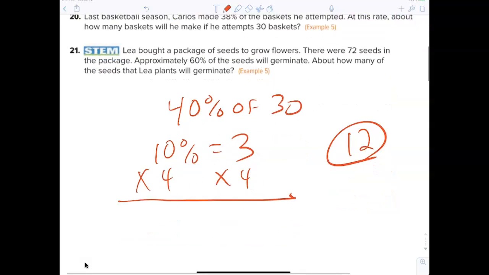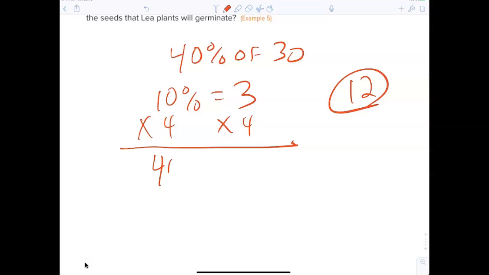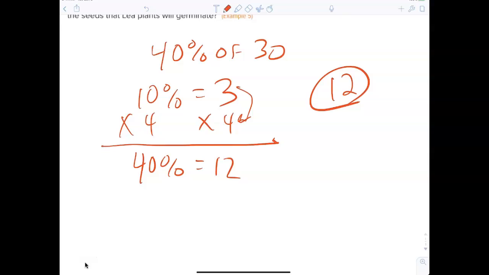You with me? So 40% has to equal 12. Come on now. 10, 20, 30, 40, right? You're just counting 10 percentage. How do you get 12? What's 4 times 3? 12. 10%. Do you agree 40% is 4 times 10%? Yes. So then I just did 4 times 3.